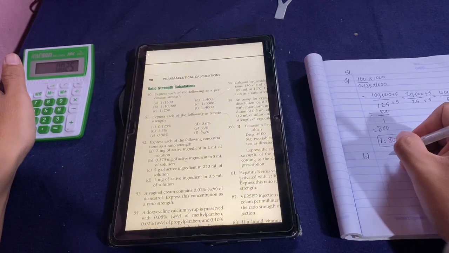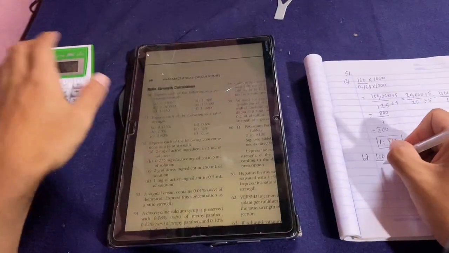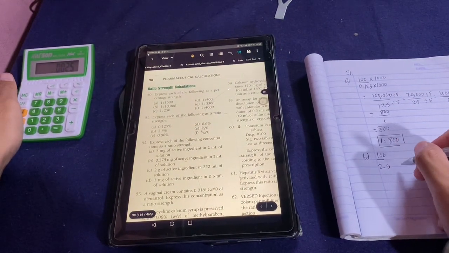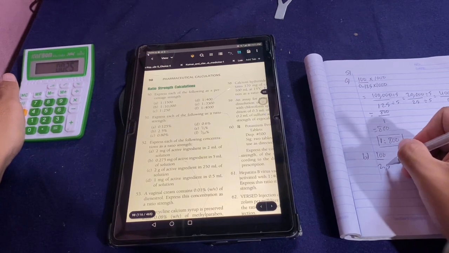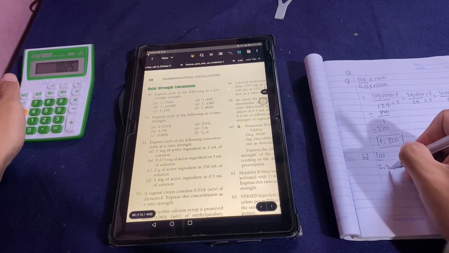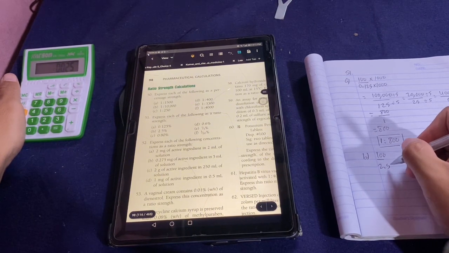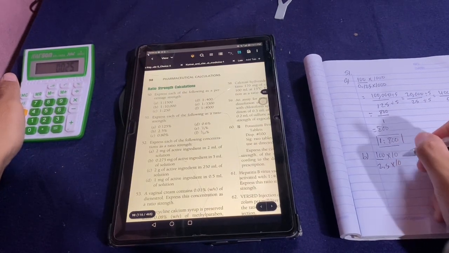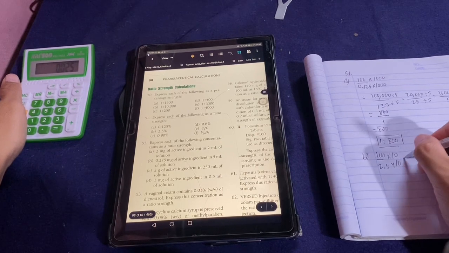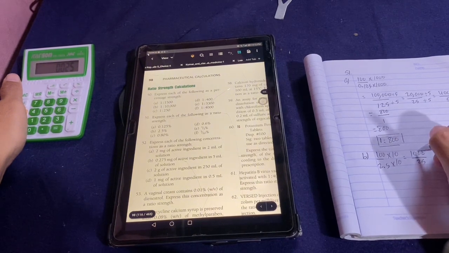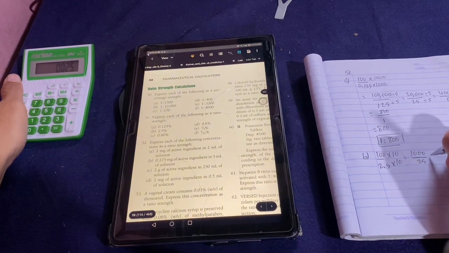Sabi nga 2.5. So 100 over 2.5, it will be like this, guys. Gusto ko mawala ang decimal, so ang gagawin ko i-times ko siya by 10 kasi mag-move ang decimal point ng 1 digit to the right. So 1 times 10, then times 10. So ang makukuha ko is 1,000 over 25. So 1,000 divided by 25 is equal to how much, guys?